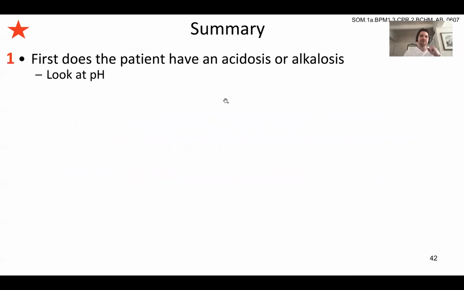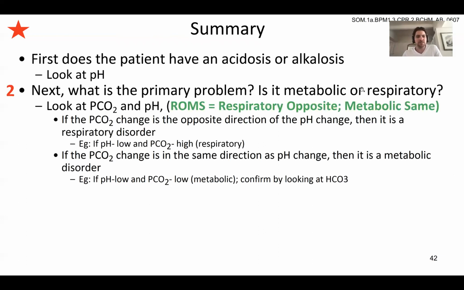Okay, now this is how we're going to do these. This is what you need to focus on. First thing is you look at the pH and you say, does the patient have acidosis or alkalosis? Then you're going to ask yourself, what's going on? Are they vomiting? Do they have diarrhea? What's the problem? What is the primary problem? Okay, metabolic or respiratory.